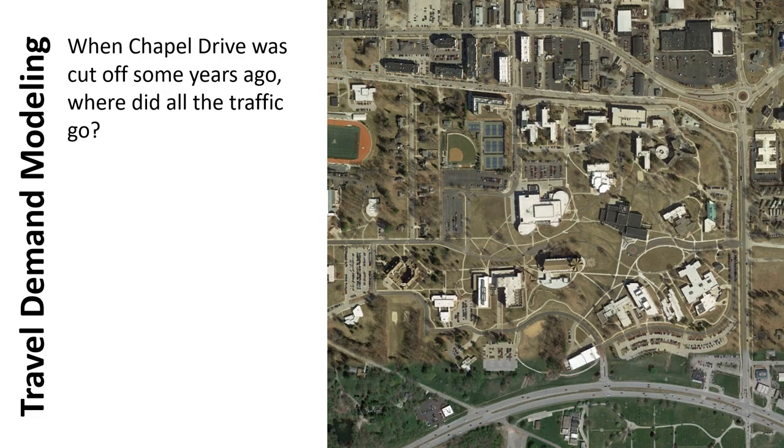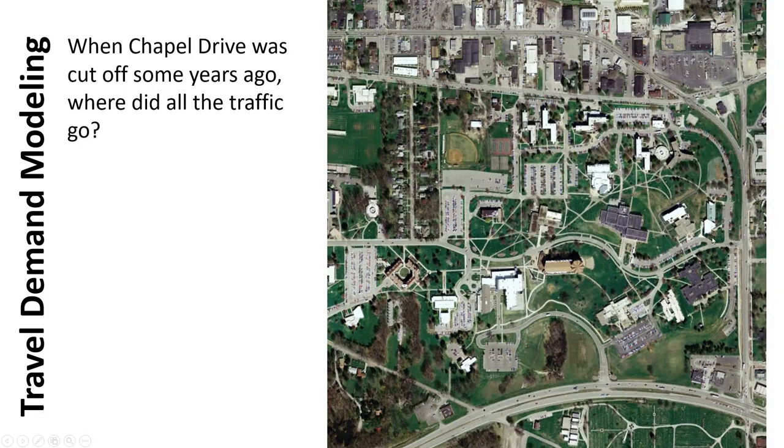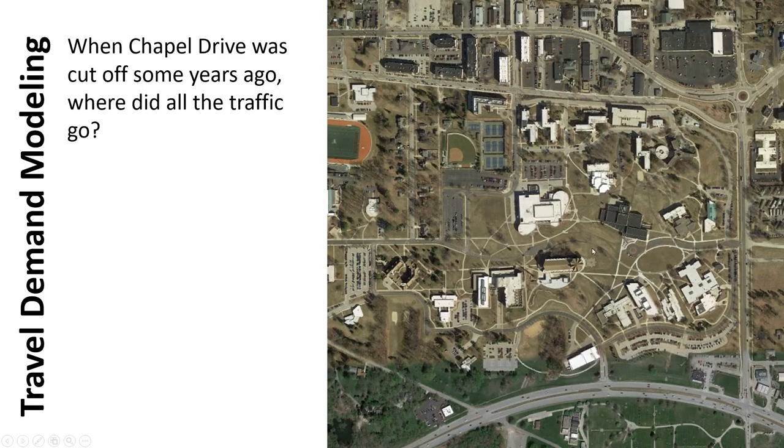If people used to be driving through the center of campus, and we had parking out here in the front, and now that road is gone, then the traffic that used to cut through has to find other routes. So where did it go? That's one question travel demand modeling should hopefully answer. It's probably going onto these peripheral roads around the outside edge of campus. People have to use those now to get around more.